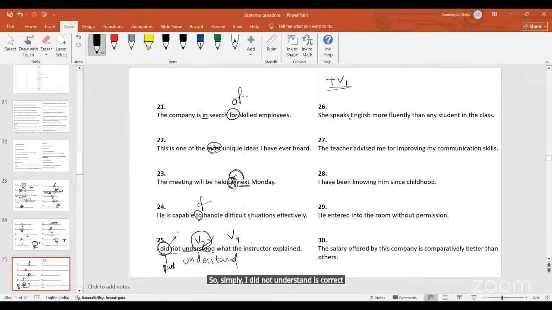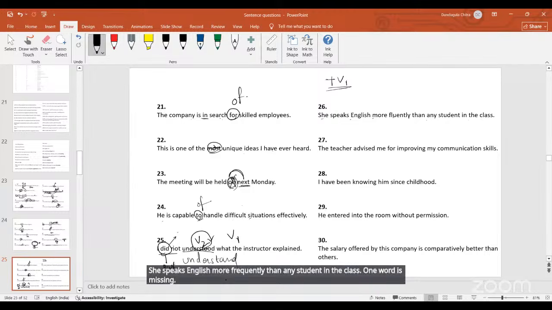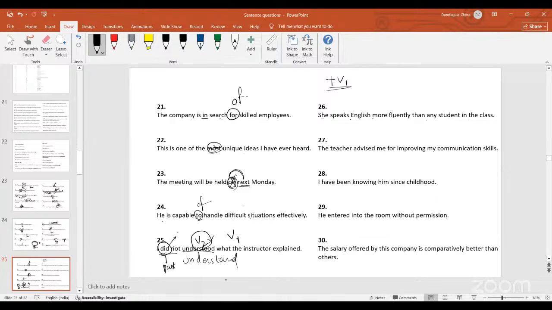Next, she speaks English more frequently than any student in the class. One word is missing. Any other student. Yes, any other student. She speaks English more fluently than any other student in the class is right.